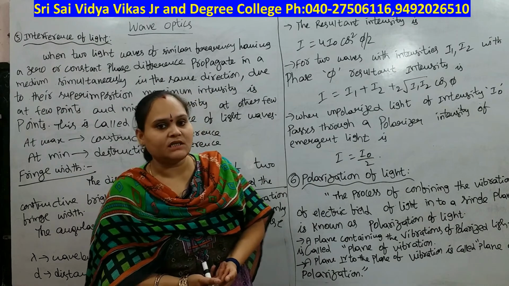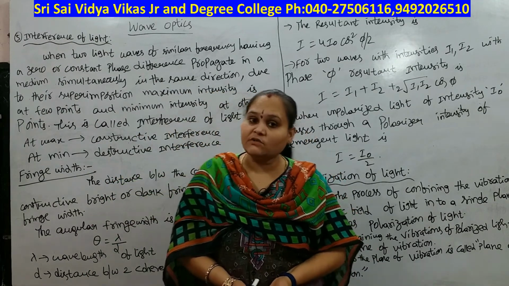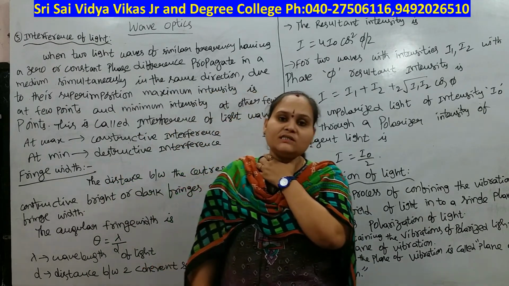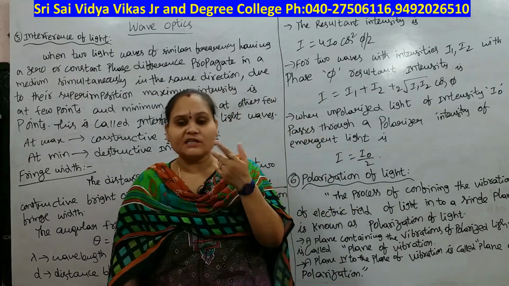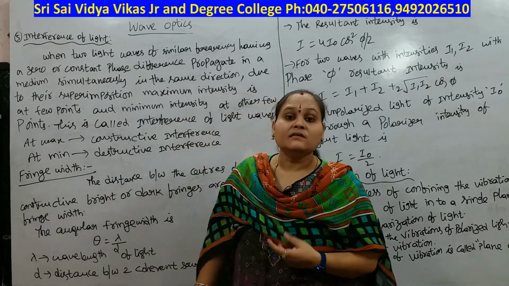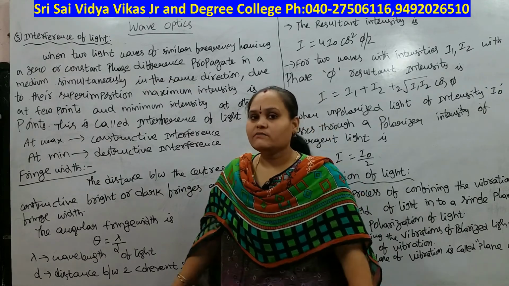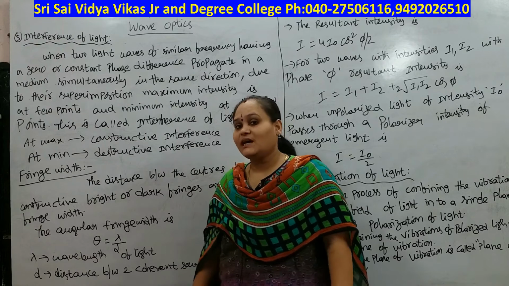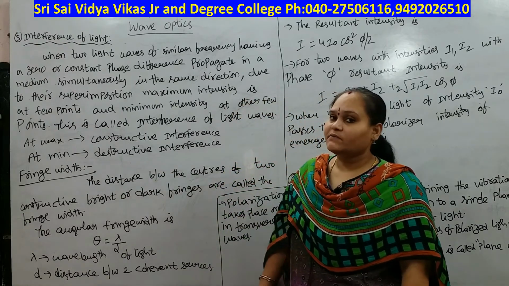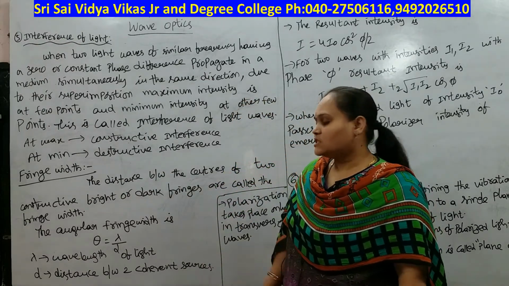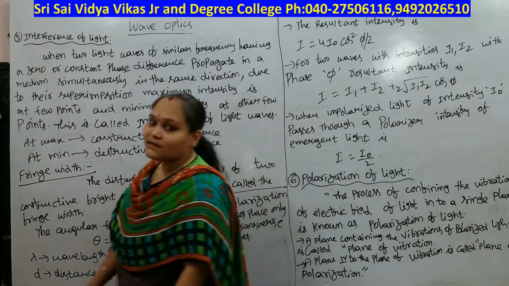The maximum intensity points are nothing but constructive interference, and the minimum points are nothing but destructive interference. Fringe width is the distance between two consecutive bright or dark fringes. The angular fringe width is theta equal to lambda by d, where lambda is the wavelength of the light and d is the distance between the two coherent sources.